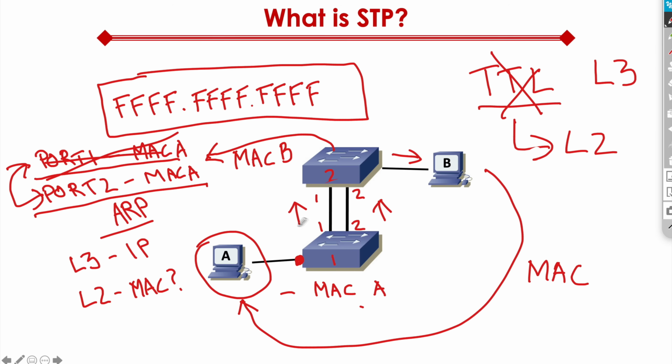And finally, because we have these redundant ports and multiple frames, the host may end up getting multiple copies of the same frame, and it would cause issues. The application that host B is running might actually crash because it may not know how to handle duplicate frames. So these are the three big issues that occur in a network when there's no spanning tree running.